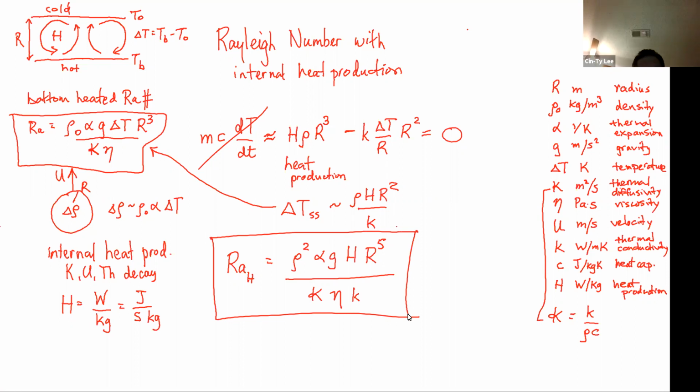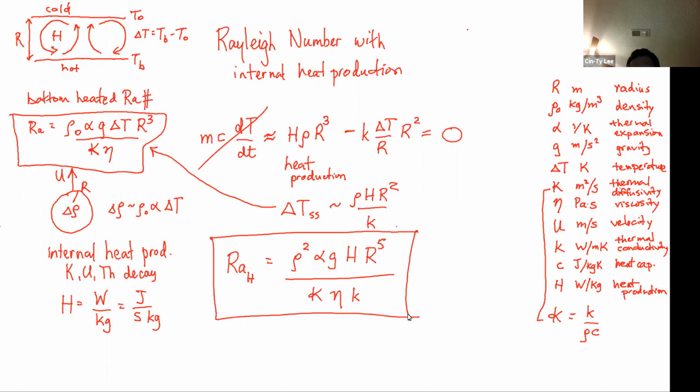And again, thermal expansion, of course, is important. Gravity is important. But here, if you have a lot of heat production, then the Rayleigh number will be higher as expected. Your intuition should tell you that. But instead of an R to the cubed, we have an R to the 5th power. That's simply because you have to account for the total mass of the uranium, thorium, potassium in your layer. So if you get a very thick layer, you really build up the heat production very quickly.